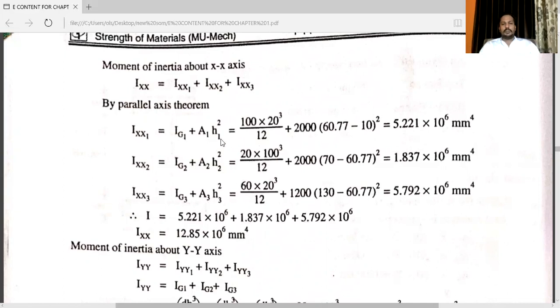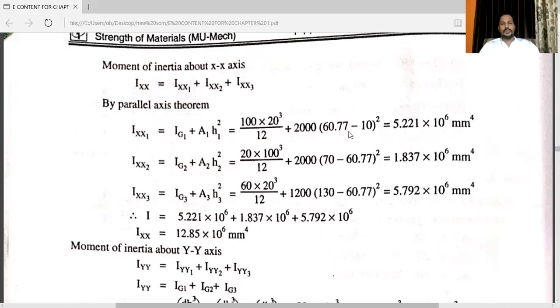The important distances are H1, H2, and H3. That I already explained in the previous problem also. Already we have the values of A1, A2, and A3. So while putting in the equation, you have to use the value of A1 for Ixx1. For Ixx2, you have to put the value of area 2. For Ixx3, you have to put the value of A3. That you already have.